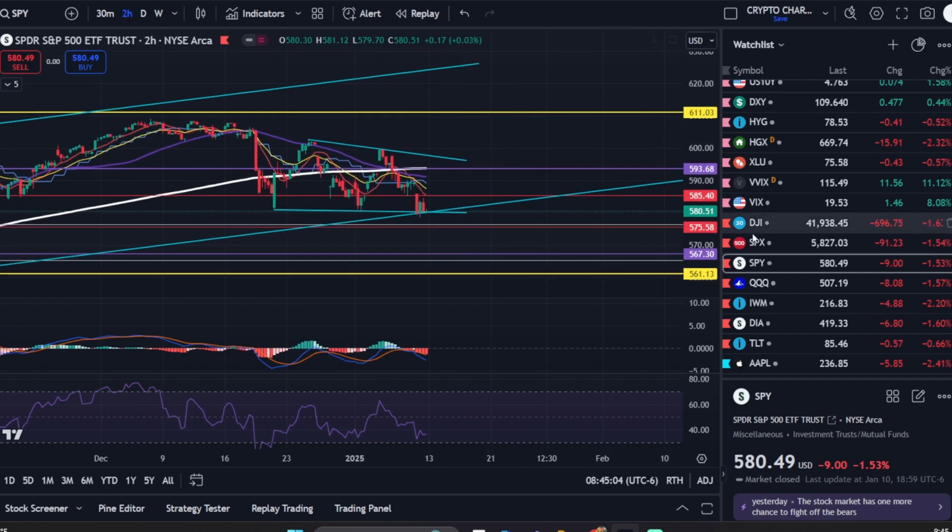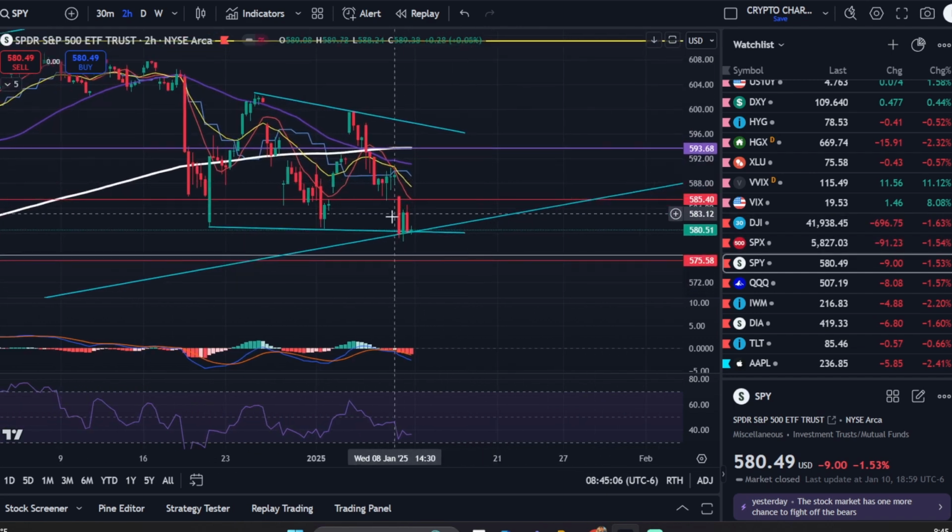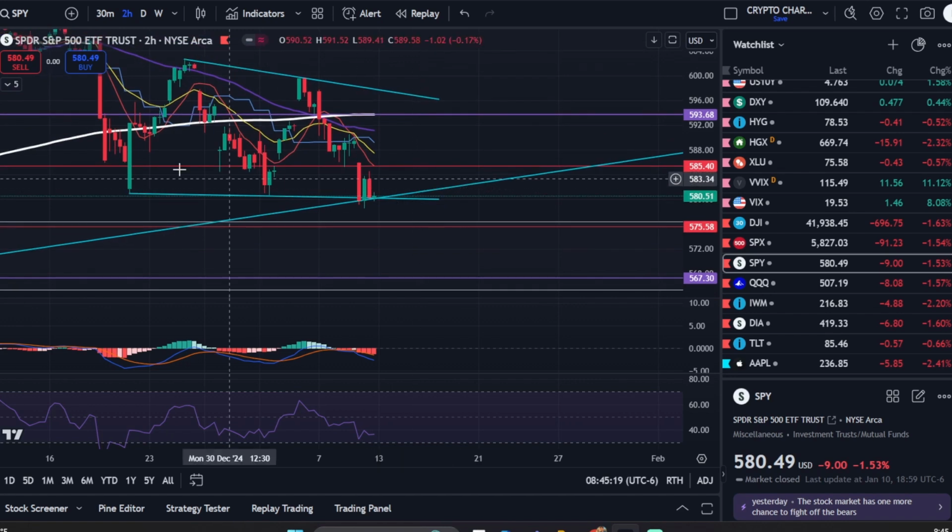We've defended this level a few times, so this is something to pay attention to at this moment. This is like a little zone in here, and we see we defended it once, defended it twice, and we're holding. Little flush of selling, but are we going to defend that level again? Well, we're going to have to see if this 2-hour can cross up.